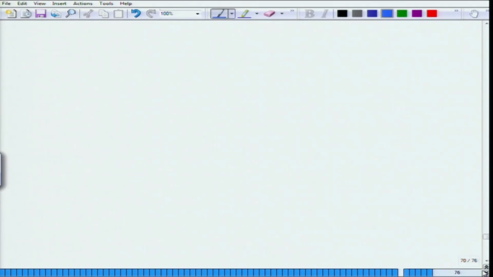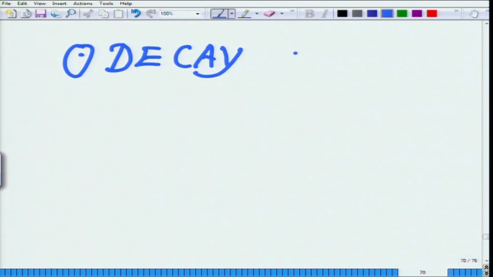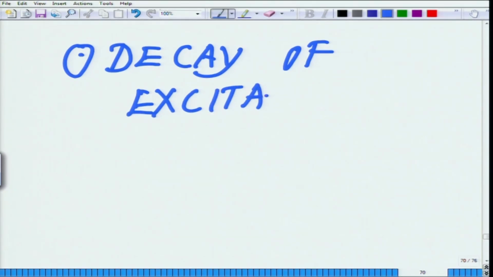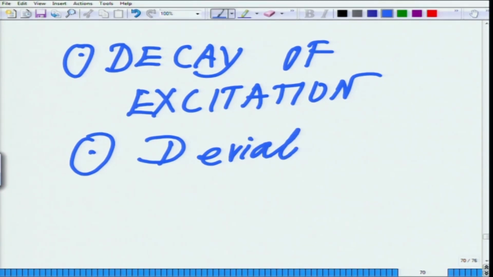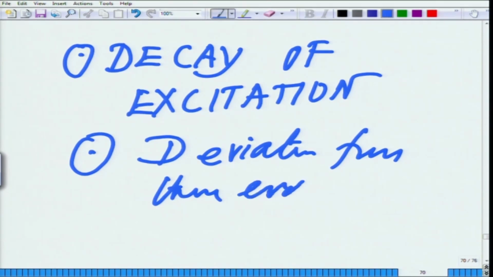Apart from it, what can it tell you? The decay of excitation, because it is an electrical impulse, so you can measure it. What else can it tell you? It can tell you about the deviation from these different events. Okay?